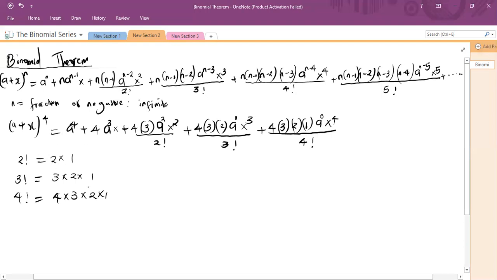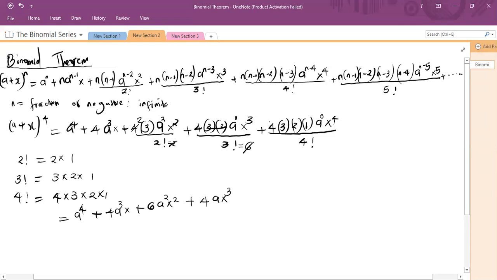So simplifying this over here, we have a raised to power 4 plus 4a raised to power 3x plus 4 times 3. Now 2 factorial is the same as 2 times 1, which is 2. So 2 will cancel with this 2, and we have this as 6a squared x squared. Now 3 factorial is the same as 3 times 2 times 1, which is 6. So we will have this canceling with this. So we remain with 4ax raised to power 3.